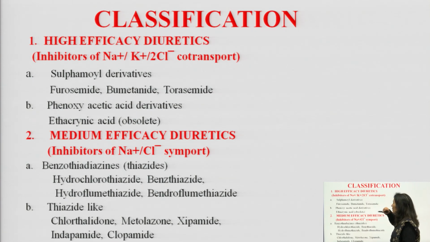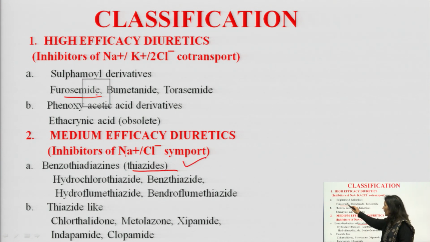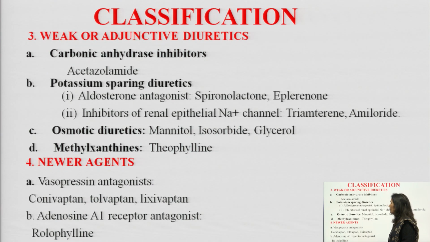Highly efficacious diuretics are inhibitors of the sodium potassium 2 chloride co-transporter. Furosemide is the prototype in this case, along with bumetanide, torsemide, and ethacrynic acid. Medium efficacious diuretics are inhibitors of the sodium chloride symporter. Thiazides are very important. Thiazide is the prototype in this case, and they are the medium efficacious diuretics. Others are chlorthalidone, metolazone, etc.